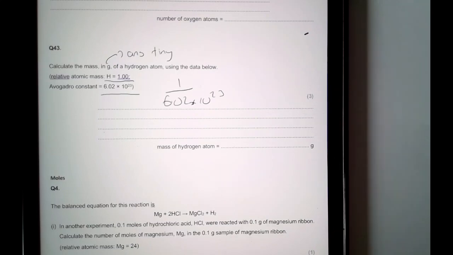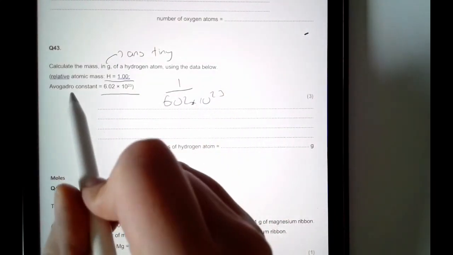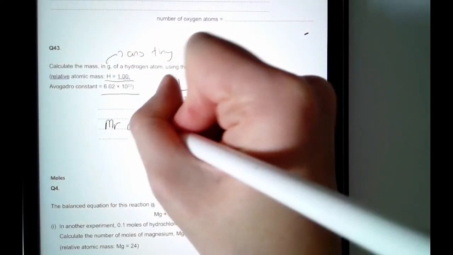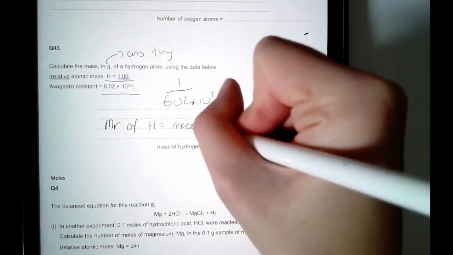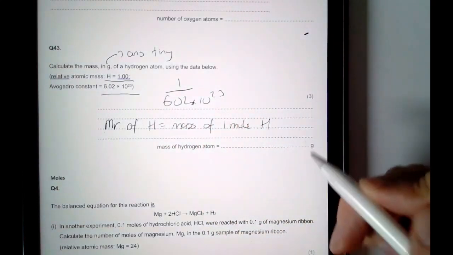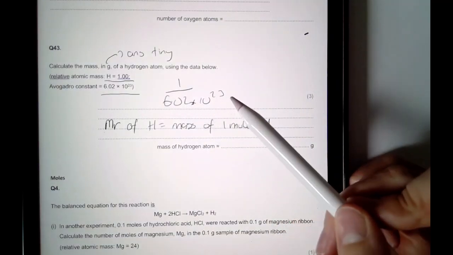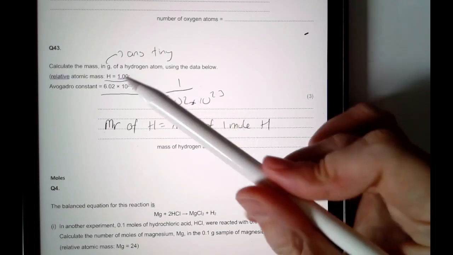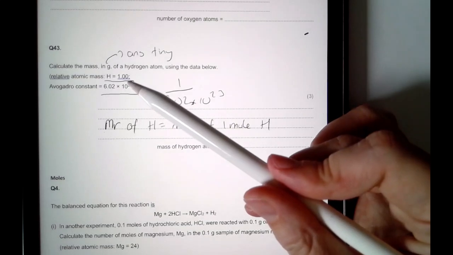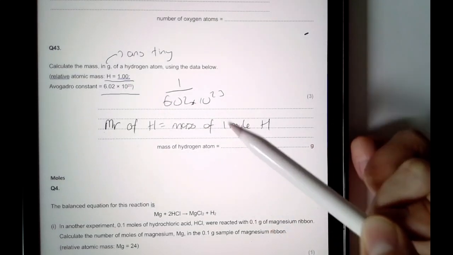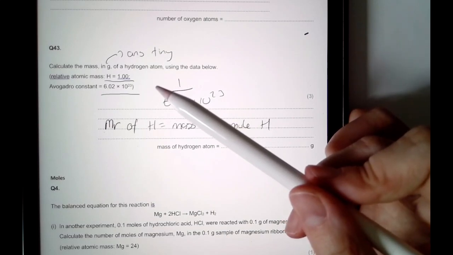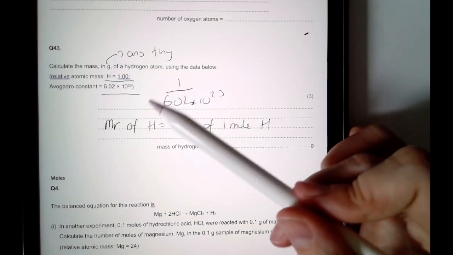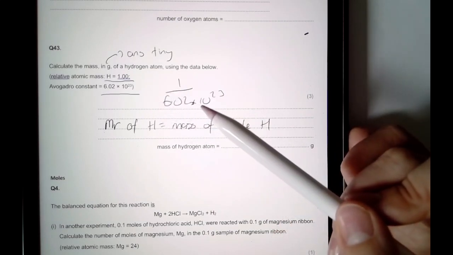In terms of why this is the way, think about what formula mass means. Atomic mass of hydrogen is 1, and we said the formula mass of hydrogen is the mass of 1 mole of hydrogen. So you know that if you had 6.02 times 10 to the 23, so if you had 1 mole of individual hydrogen atoms, they would have a mass of 1 gram. But you're not asked the mass of 1 mole of hydrogens, you're asked the mass of 1 individual hydrogen atom. And if all of these hydrogen atoms have a mass of 1 gram, if I do 1 divided by this number, I'm going to find out the individual mass of a hydrogen atom.